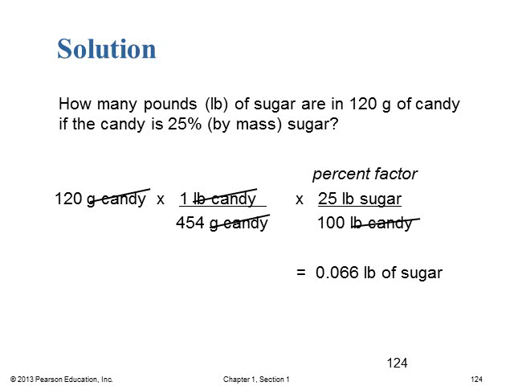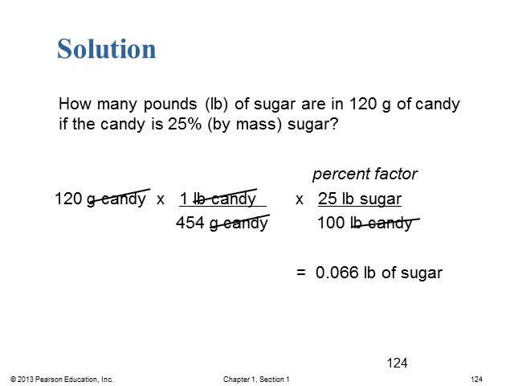So here we see that we have a total mass of candy of 120 grams. And so we can then do the conversion, convert grams to pounds. We use the conversion factor of 1 pound is equal to 454 grams. We want to make sure our grams cancel out, and so we put the grams on the bottom there. And then we can use our percent factor. We have pounds of sugar over pounds of candy.